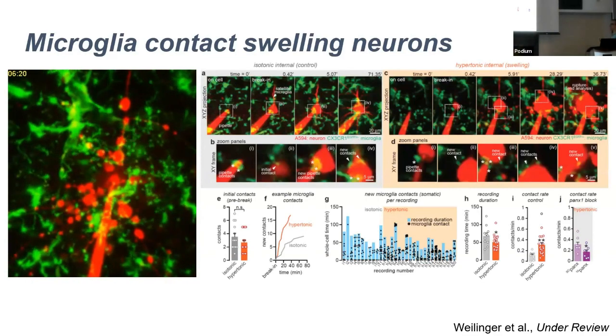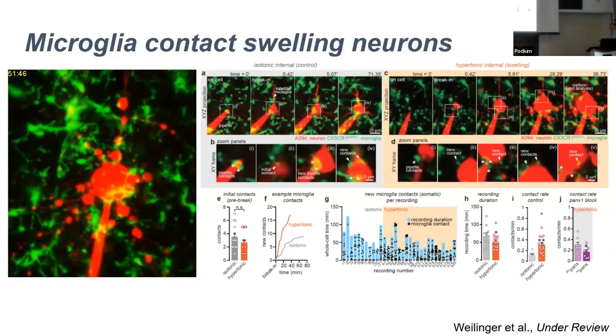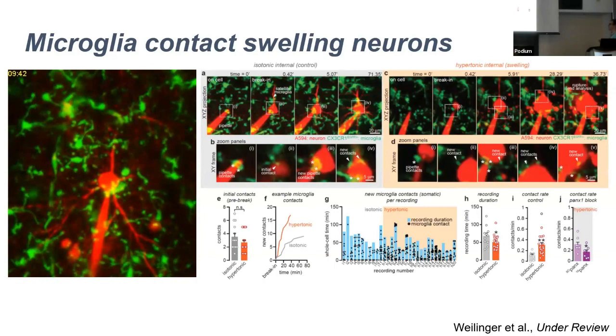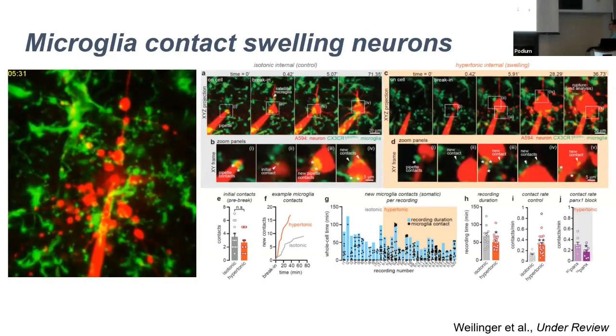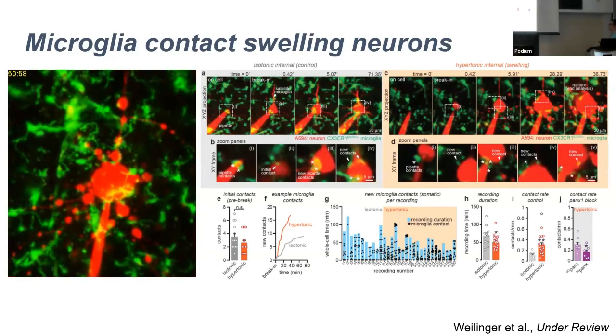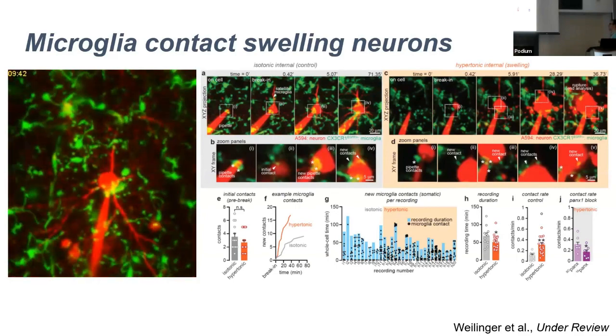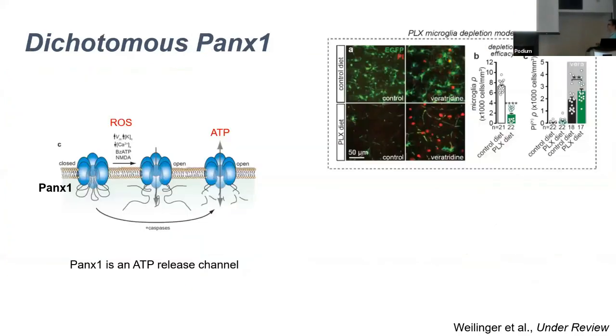So microglia are always surveying their environment, and so they're always contacting neurons, but the contact rate in swelling neurons is much higher. And so that's illustrated here, and they have the same amount of initial contacts. And so this is just a quantification of the actual contact rate. And this contact rate is reduced, again, when we inhibit pannexin. And so because pannexin is causing death, but is also an ATP release channel, we wanted to play around with this signaling axis in microglia.